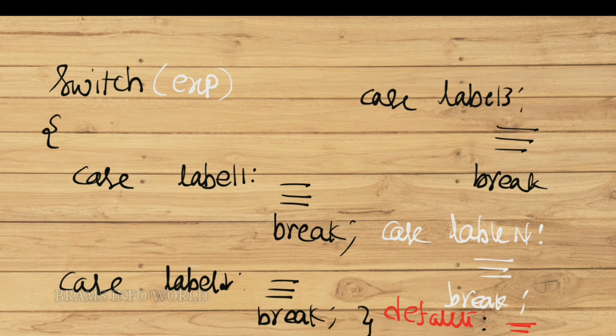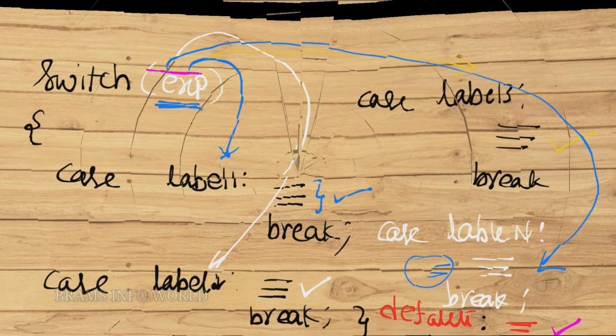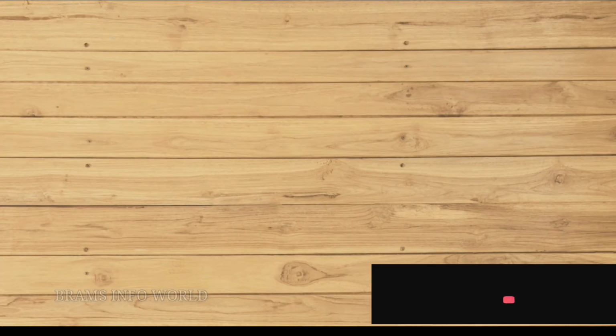The default is a negative statement, the remaining are positive statements. If the given expression matches label 1, then this statement will be executed. If the given expression matches label 2, then these statements are executed. If it matches label 3, then these statements are executed. If it matches label n, then label n statements will be executed. If the expression does not match any of them, then the default statement will work. That is the working of the switch case statement.